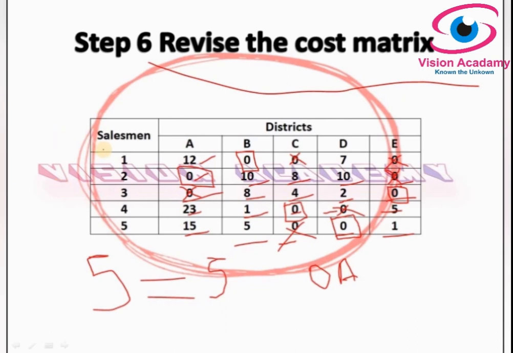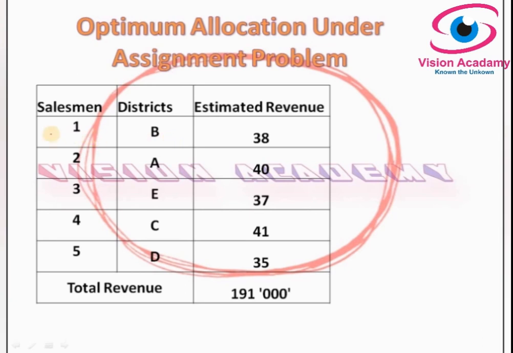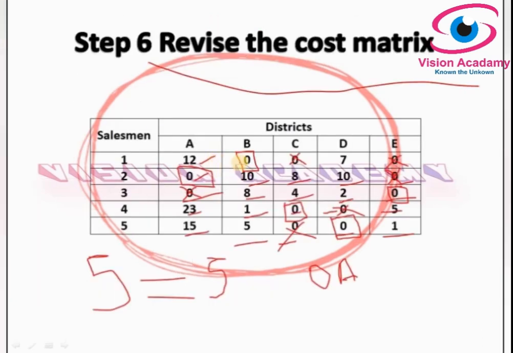Which means salesman 1 is allotted to B district, salesman 2 is allotted to A district, salesman 3 is allotted to E district, salesman 4 is allotted to C district, salesman 5 is allotted to D district. There is no overlapping allocation here. Only one salesman is allotted to one district. So one task must be handled by one person. This is a basic concept in the assignment problem. So let us look here. Salesman 1, B district, exactly here.